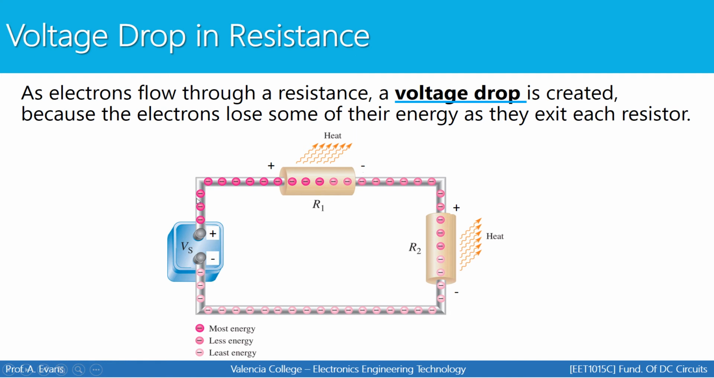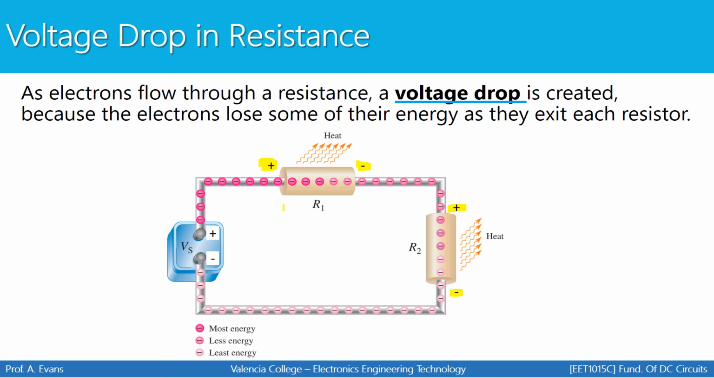As those electrons travel through the circuit, if they encounter a resistance, for example right here or right here, well, a voltage drop is created. We can see that that is noted on the diagram with a plus and a minus. I'm going to highlight those.